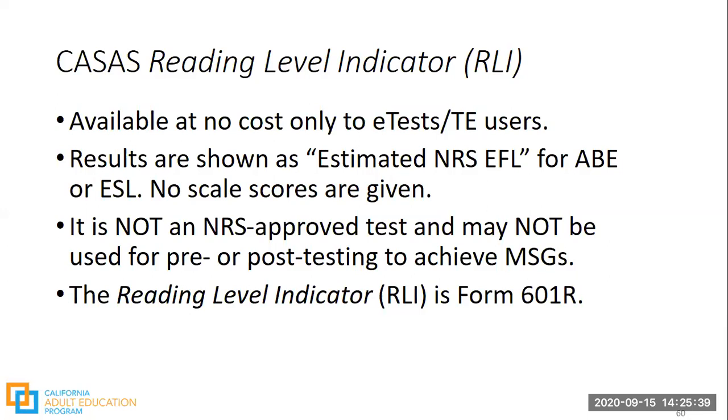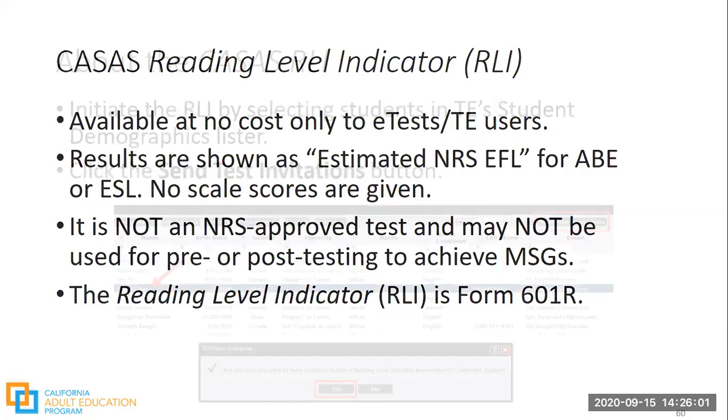It's just an estimated level. I talked about that OCTAE Memo 20-5, where you still need the pre and post, but you can use informal assessment if all you're worried about is getting the student in the level. That's what you can get with the RLI, not a pre or post, but a good way to get the student in the correct level, correct program, correct class.